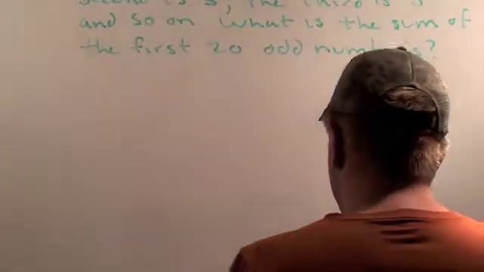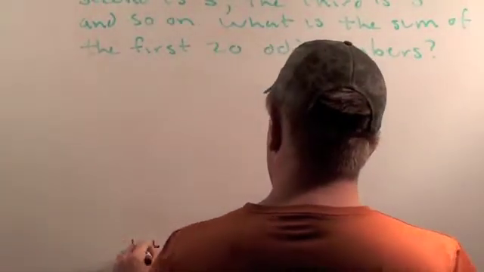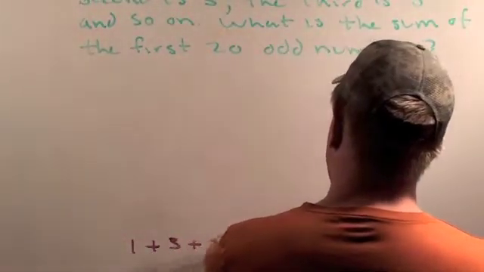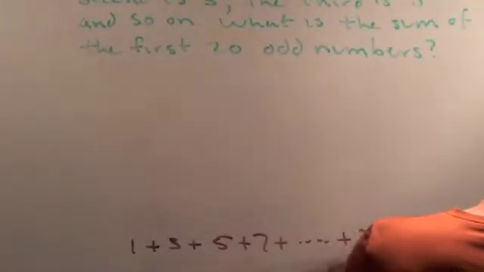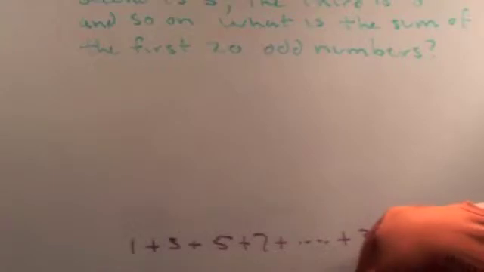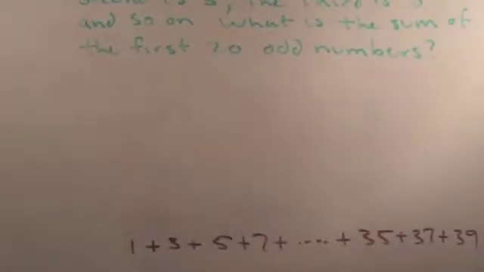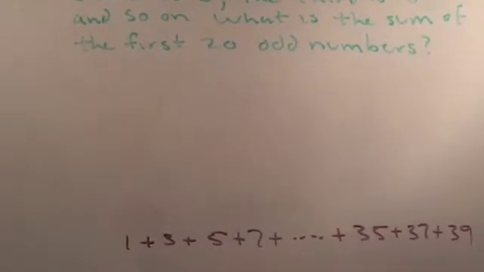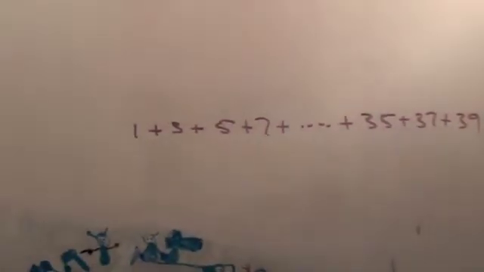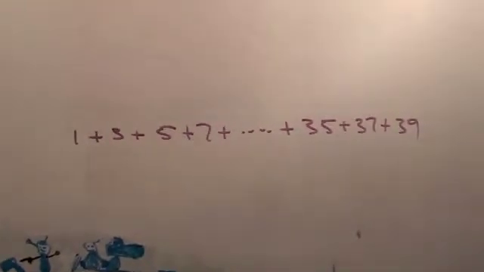So we have to add up 1 plus 3 plus 5 plus 7 plus ... plus 35 plus 37 plus 39. That's what we have to add up. Do you see any way to do that? I've had lots of these. Okay. So we just write it backwards.